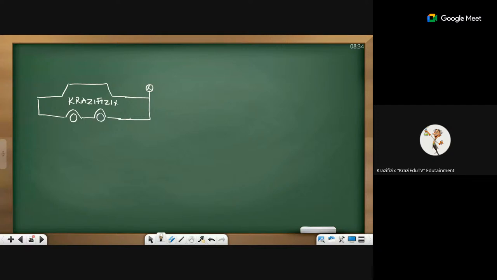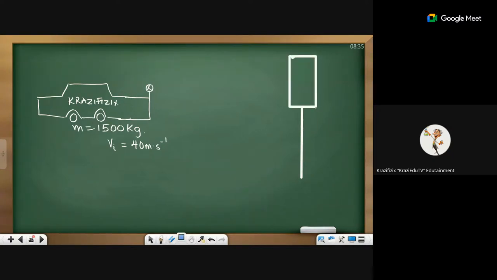Now, for the same change in momentum, let's see. The mass of this car is 1,500 kg. This car is moving at an initial velocity of 40 meters per second. And all of a sudden, we have a robot here. Okay. And it is red, which means this car, by the time it gets here, would have 0 meters per second.